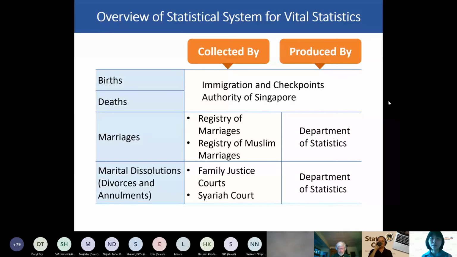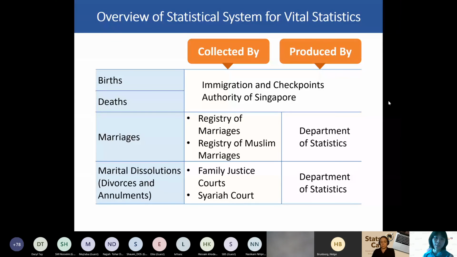For some background, Singapore has a decentralized statistical system where the collection of administrative data falls under multiple government agencies. In particular, for vital statistics, the data on births and deaths are collected by the Immigration and Checkpoints Authority of Singapore, while data on marriages and marital dissolutions are collected by the marriage registries and the courts respectively. Our department uses the administrative data that these agencies collect to compile and produce indicators on fertility and mortality, as well as statistics on marriages and divorces.